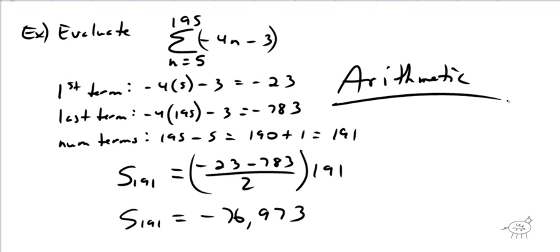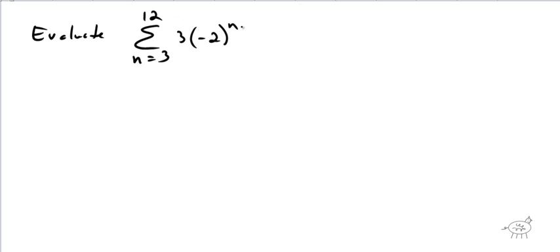Now we are going to do a geometric one, just to recognize it. And then we'll review here a little bit in a second. This one's going to say evaluate the sum. n goes from 3 to 12 of 3 times negative 2 to the n power. Just to investigate this a little bit, because I already told you this is geometric.